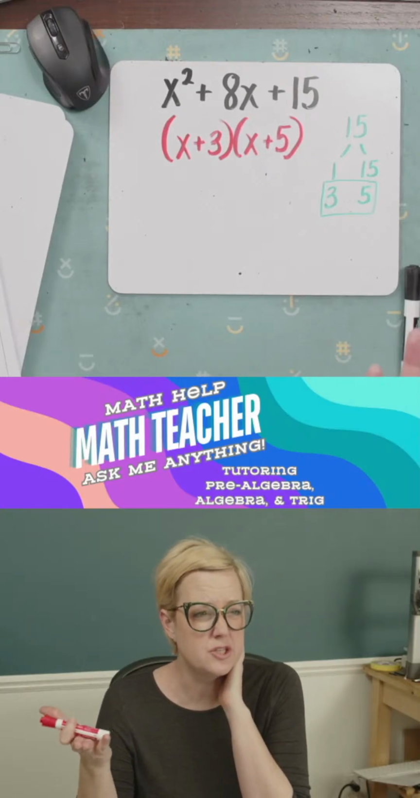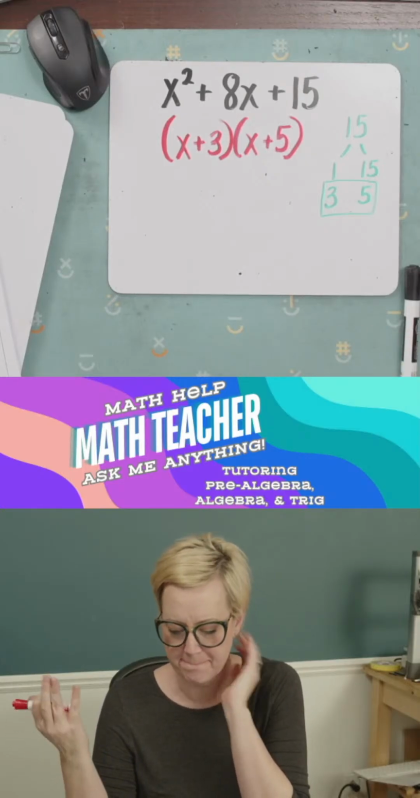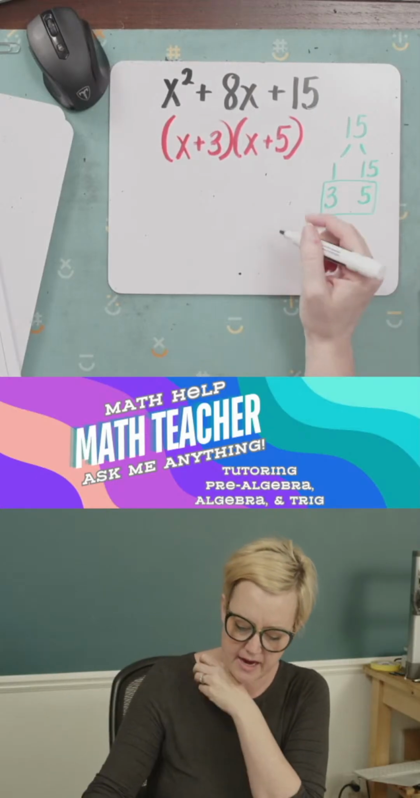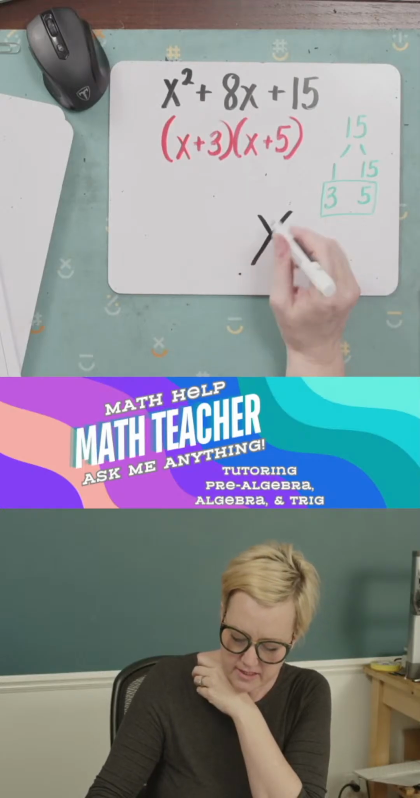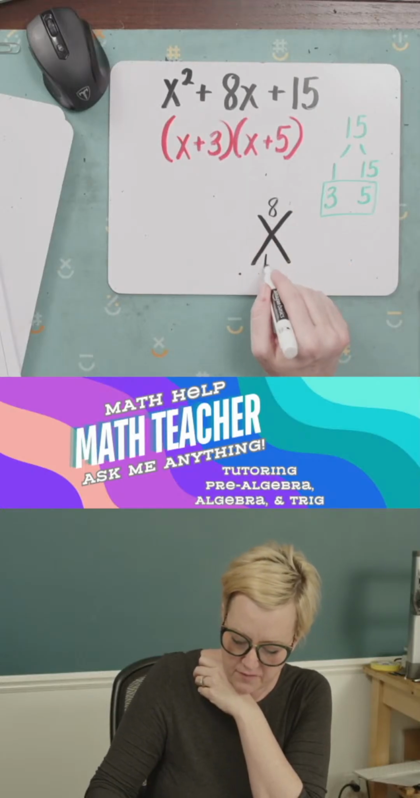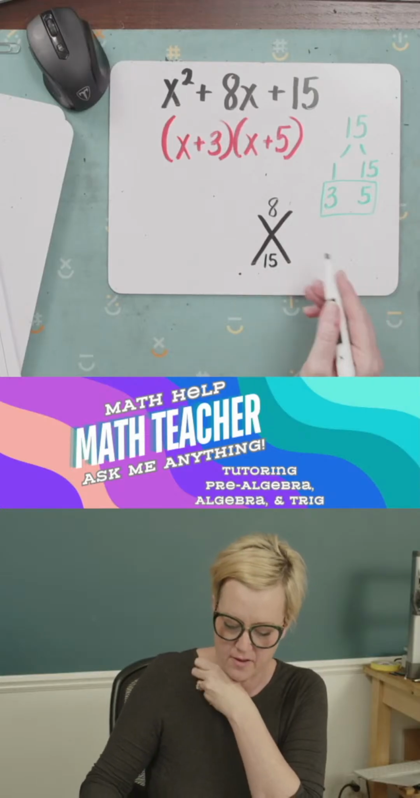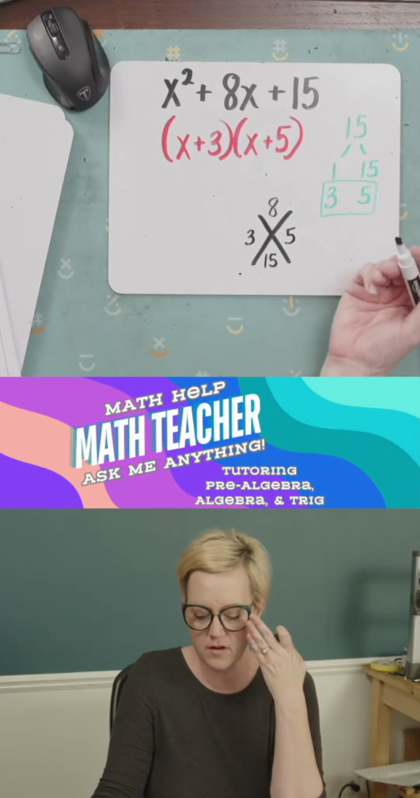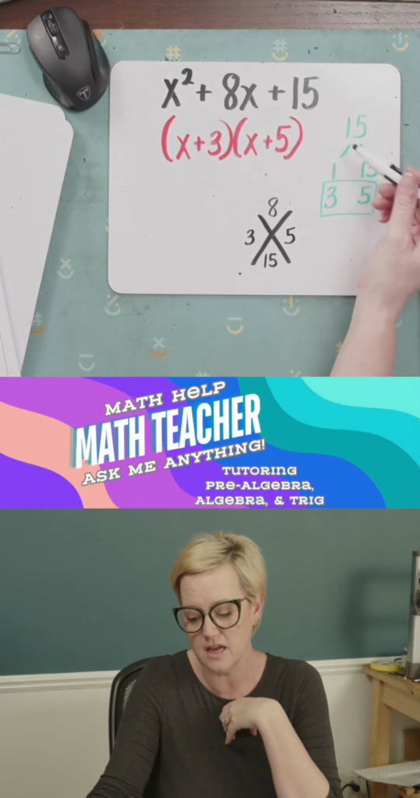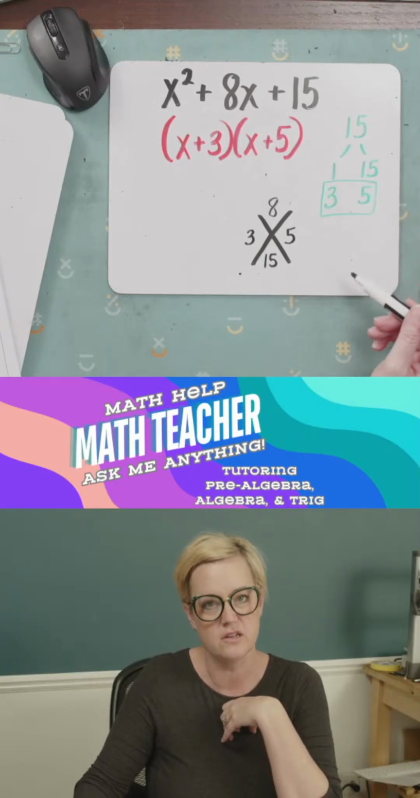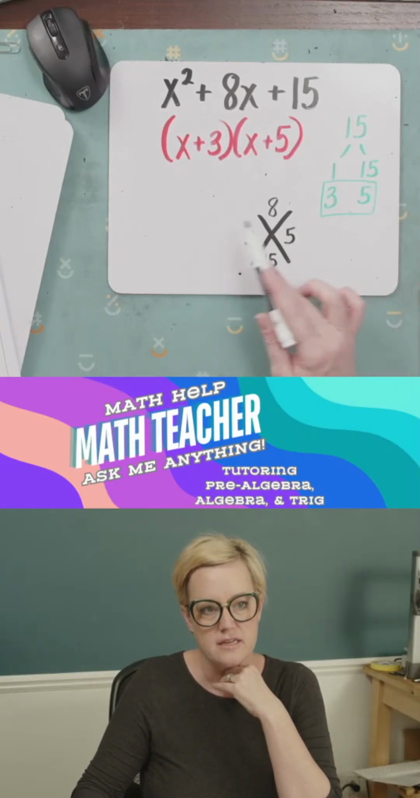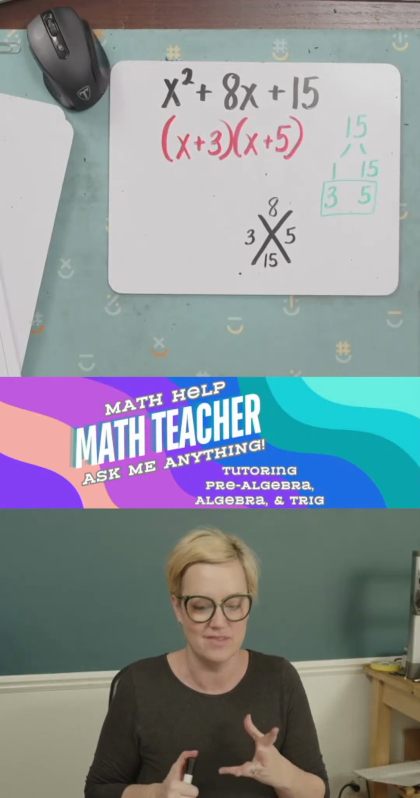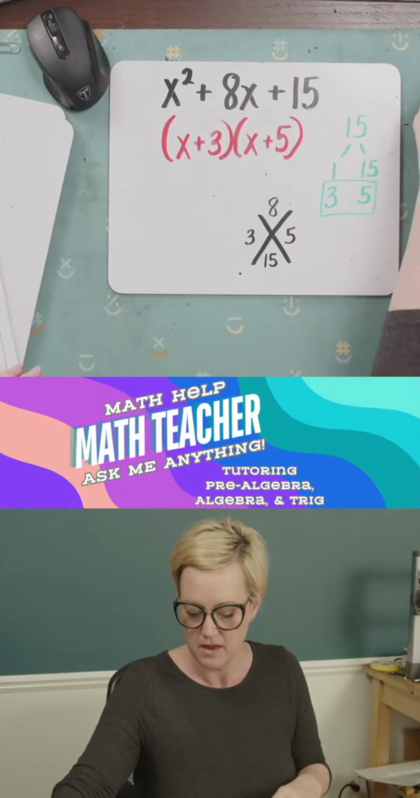So you can do the x method, where you set it up like this, with 8 on top and 15 on the bottom, or 15 on top and 8 on the bottom, and then you figure out that this is 3 and 5. But what I have found with most of my students is you're still listing out all of the factors to find the ones that match up with the 8 and the 15.